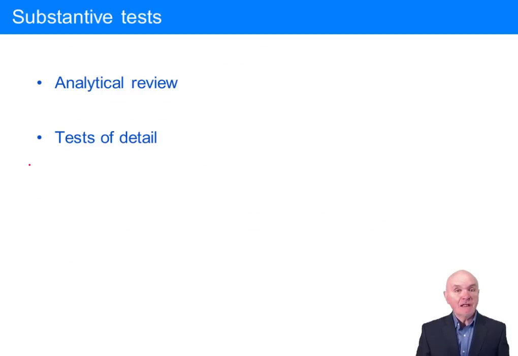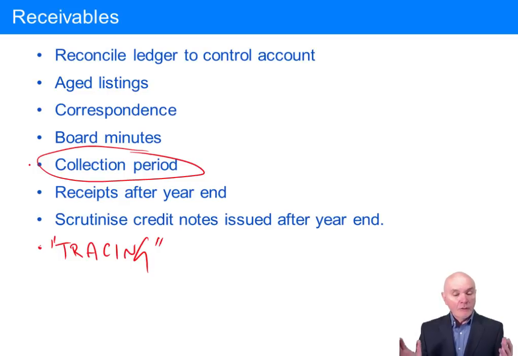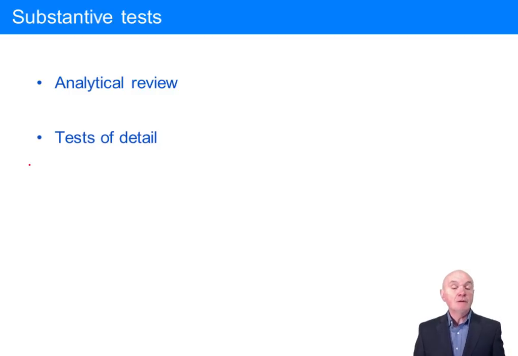And then we have tests of detail. Tests of detail is getting down to very detailed, almost single transactions, single entries in the ledger, making sure that there's, if you like, a complete chain which is supporting these entries in the ledger. And a lot of the rest of what we're looking at here is a test of detail. An age listing is a test of detail because you're getting down to very detailed figures and so on. Receipts after year end is essentially a test of detail because it's telling us which of these debts outstanding at year end is a good debt, is eventually paid. So remember, analytical review and tests of detail, the two types of substantive test.